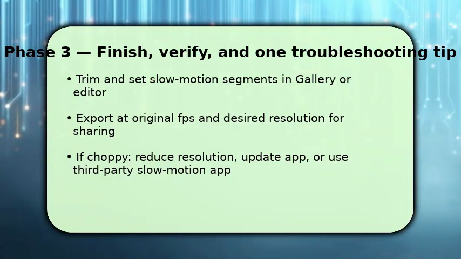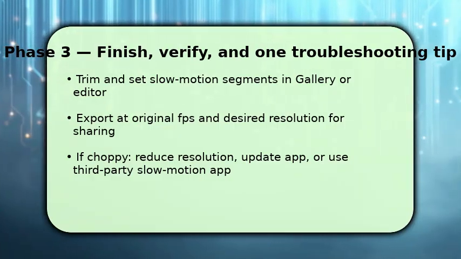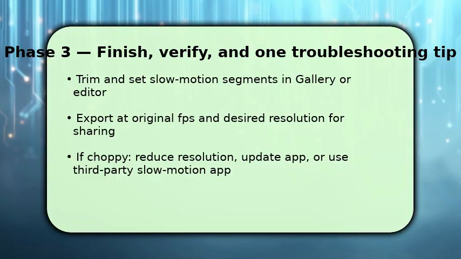Many apps let you drag handles to set where slow begins and ends. Once satisfied, export using original FPS but choose a resolution that balances quality and file size. Save a copy before sharing.